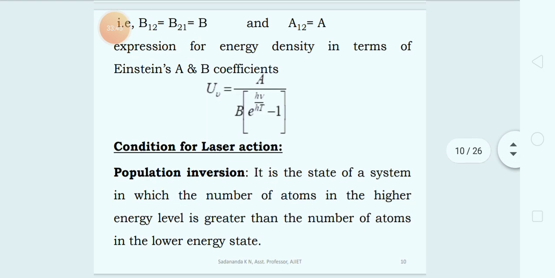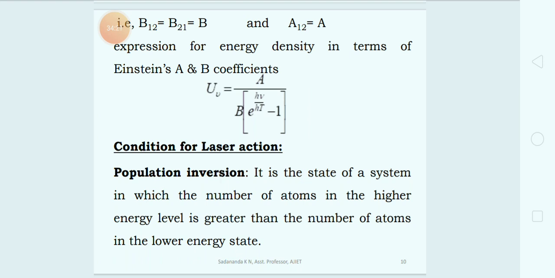Next topic is the condition for laser action. In order to explain the lasing conditions, there are two important points. One is the population inversion and the other is the metastable state. These are the must conditions to achieve the lasing action. So let us see what population inversion is. Population inversion is the state of a system at which the population of a particular higher energy state is more than that of a specified lower energy state.